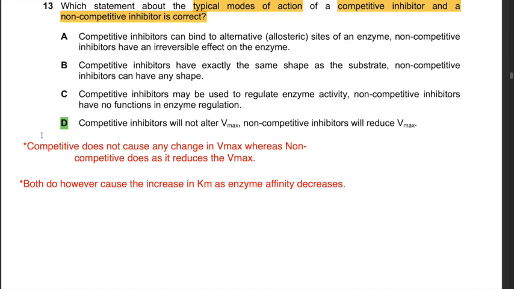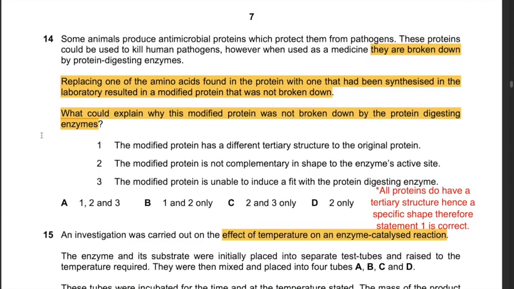B. Competitive inhibitors have exactly the same shape as a substrate. Yes, that is correct. Non-competitive inhibitors can have any shape. Well, although this statement can be true, this doesn't describe the typical mode of action, as the question asks about how the inhibitor is related to the typical modes of action. C. Competitive inhibitors may be used to regulate enzyme activity. Non-competitive inhibitors have no functions in enzyme regulation. That is incorrect, as both are involved in enzyme regulation, as inhibition is a feature that affects the rate of an enzyme reaction.